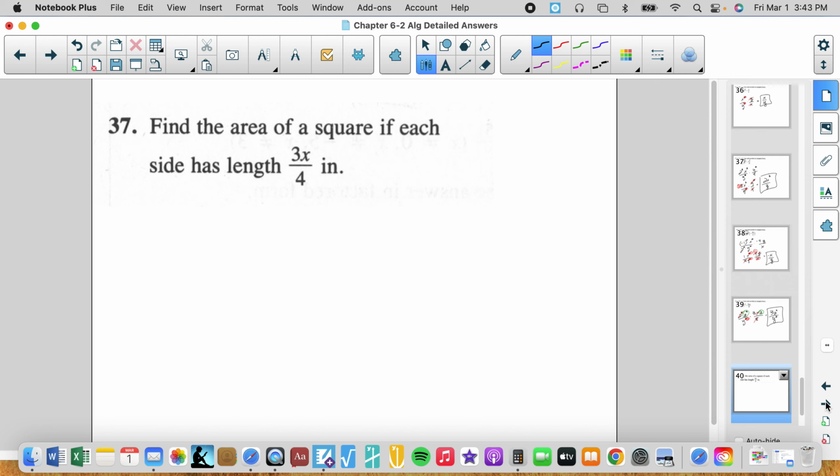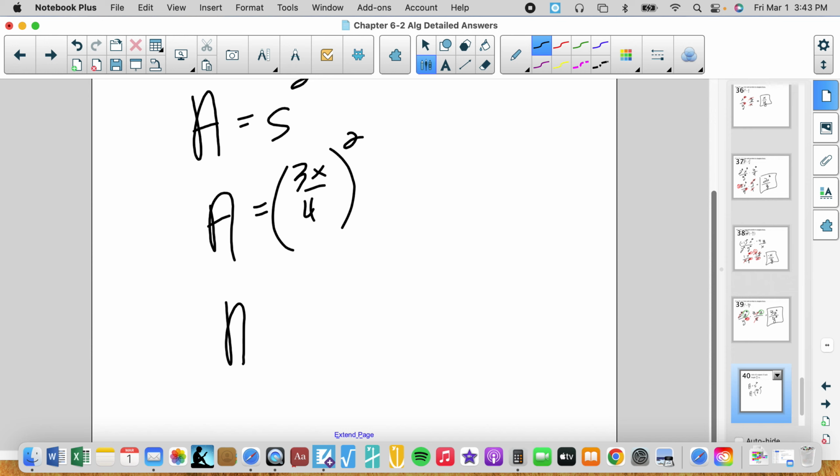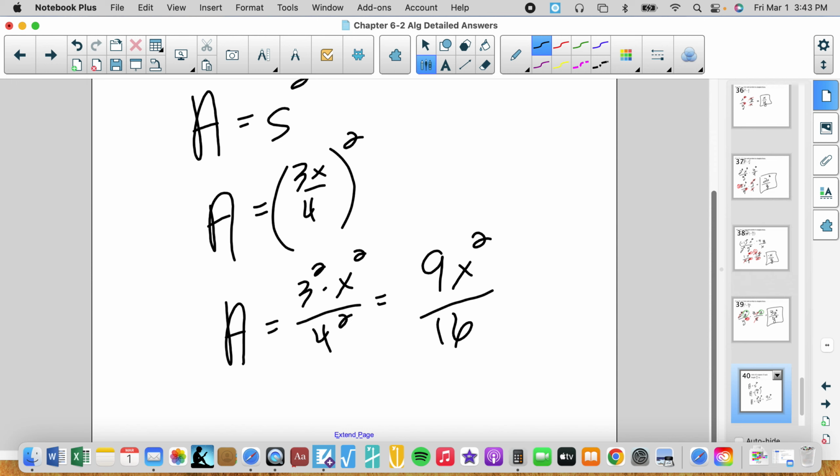So let's be efficient if we can be efficient. Find the area of a square. Formula for area of a square is s squared, where the side is 3x over 4 squared, which produces 3 squared times x squared over 4 squared, which equals 9x squared over 16. That is the area of the square.